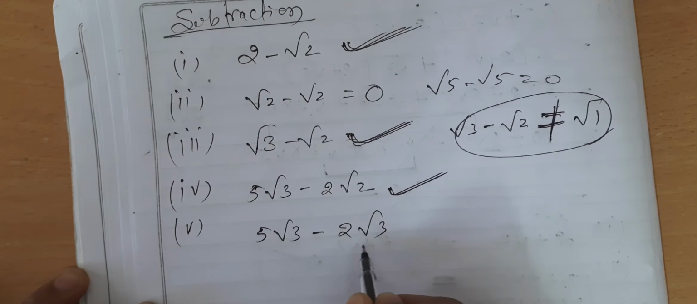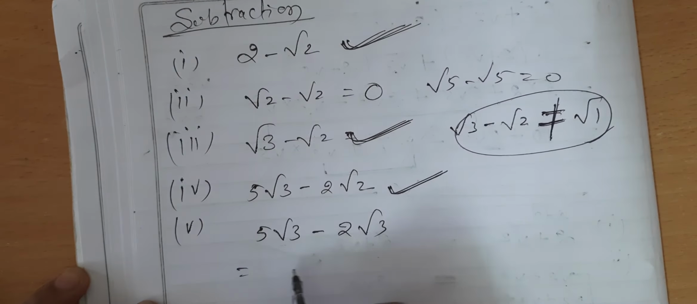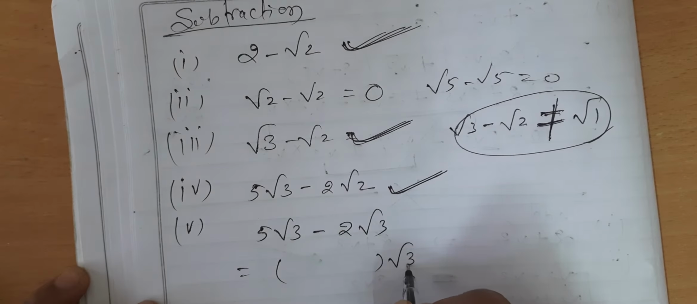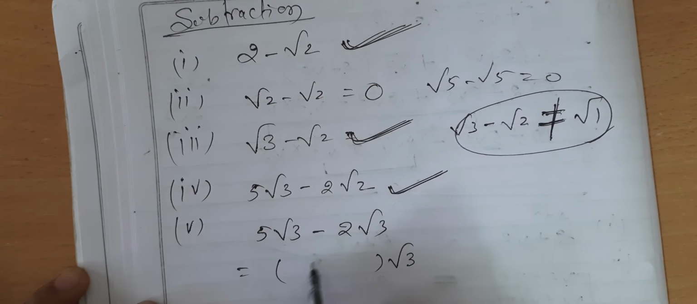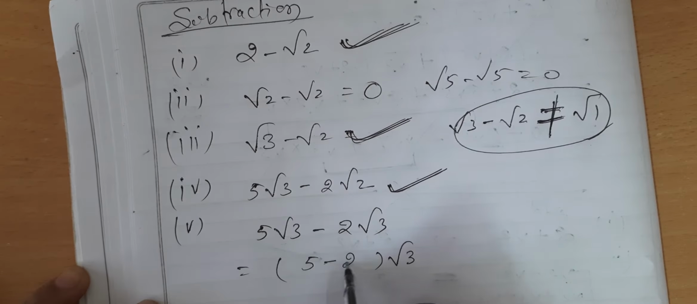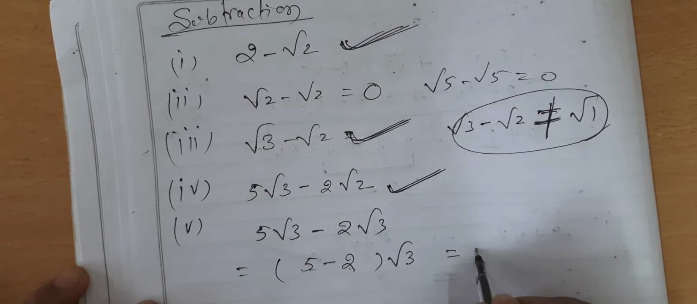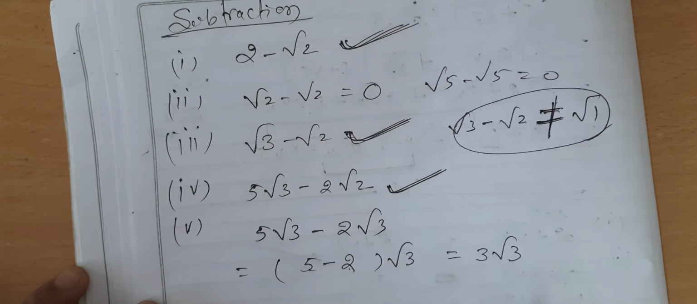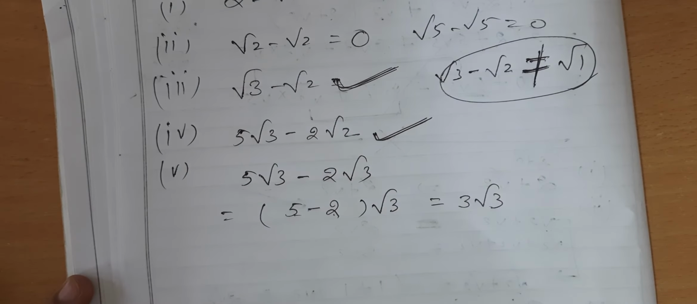Now see, root 3, same number we have. So what can we do? We can take this root 3 as common. So we are left with 5 and minus 2, and 5 minus 2 is 3. So 3 root 3 will be the answer.